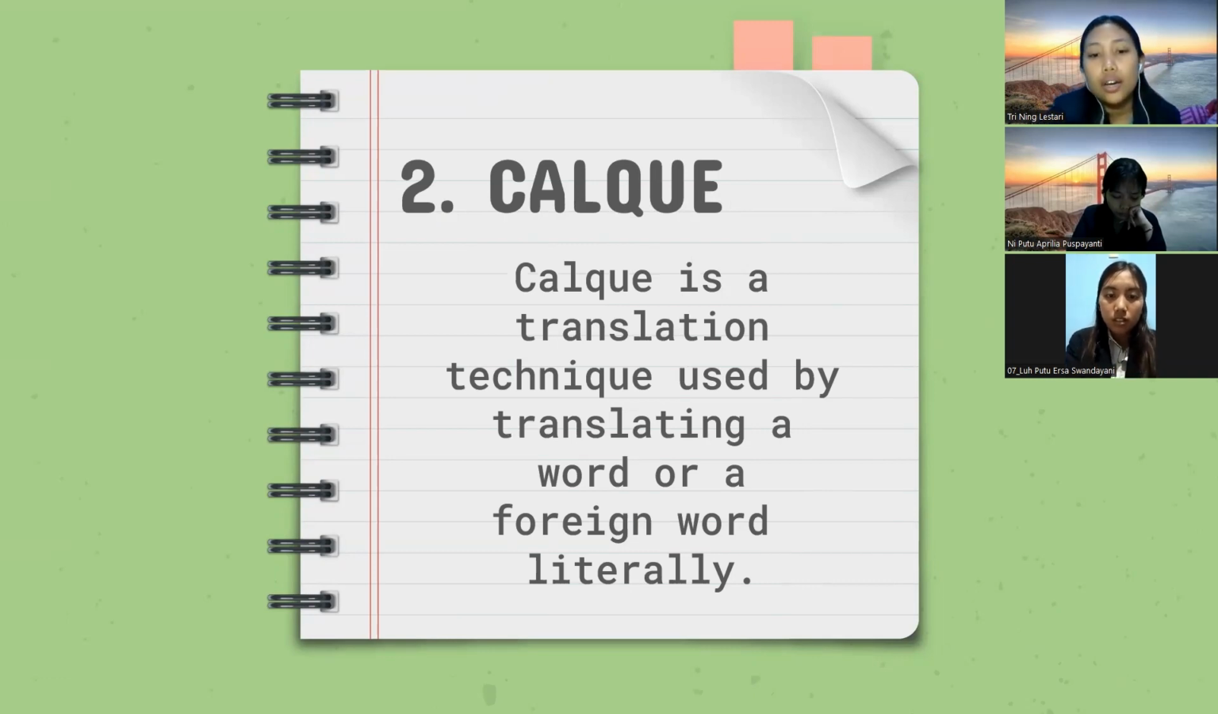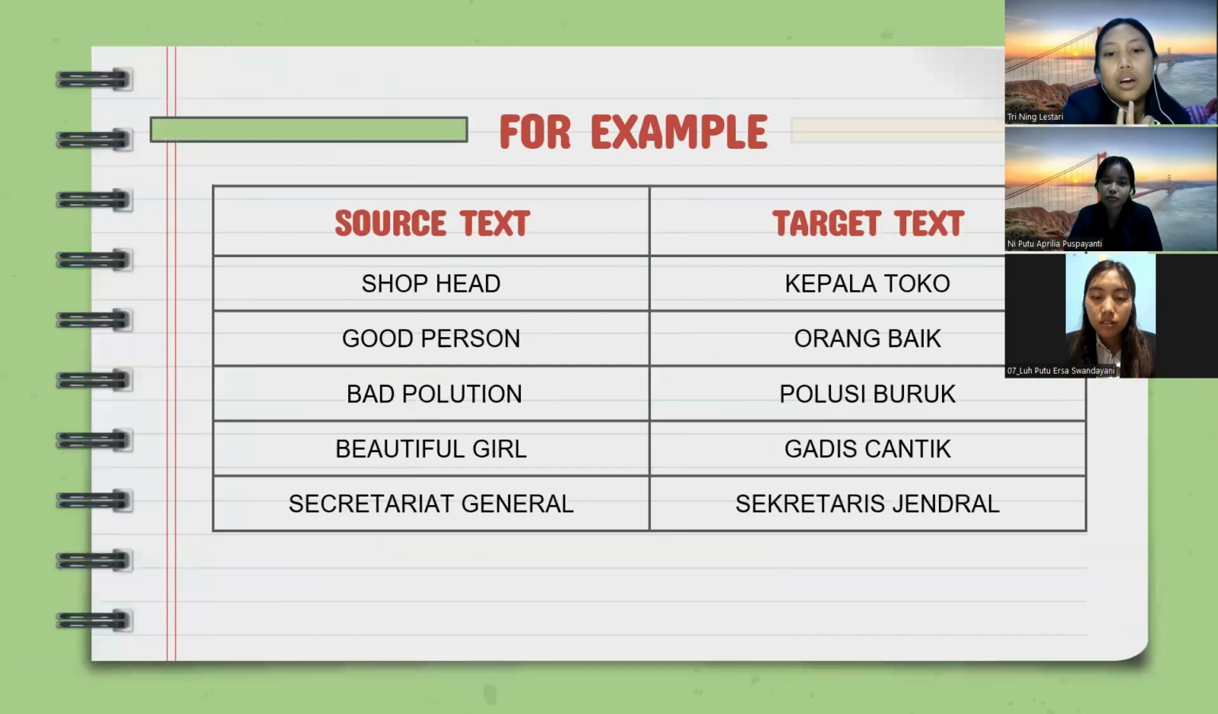In other words, the translation in the calque technique is based on the meaning of the words and their arrangement. The main characteristic of the calque technique is that it can translate a word or phrase. Meanwhile, the borrowing technique can only translate a word. Now, this technique puts the adjective first, then the noun. And I have an example.